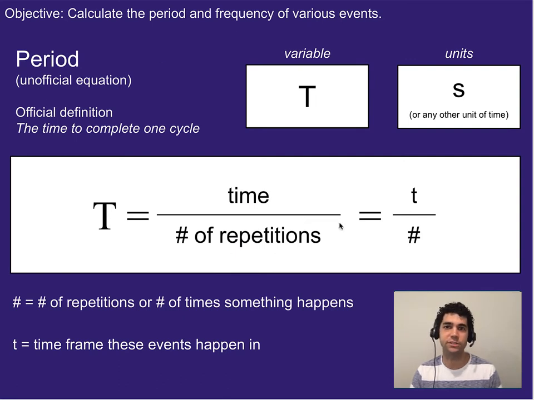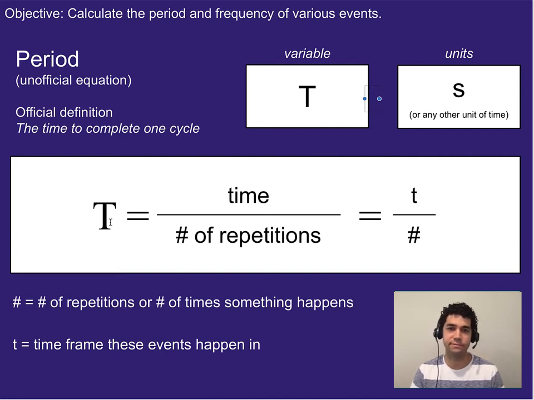Now, when we get to these types of slides, we're going to lay out all the important information about a vocab term. Usually it's going to be one with a variable. Here you can see the variable for period is a capital T. And the units for it are measured in seconds. You can actually use any other unit of time, but we will often use seconds. It's going to be important that you memorize these, because as we get into problem solving, if you don't know what the variables are or what capital T stands for, then it'll be really difficult for you to solve any of the calculation problems that we do.